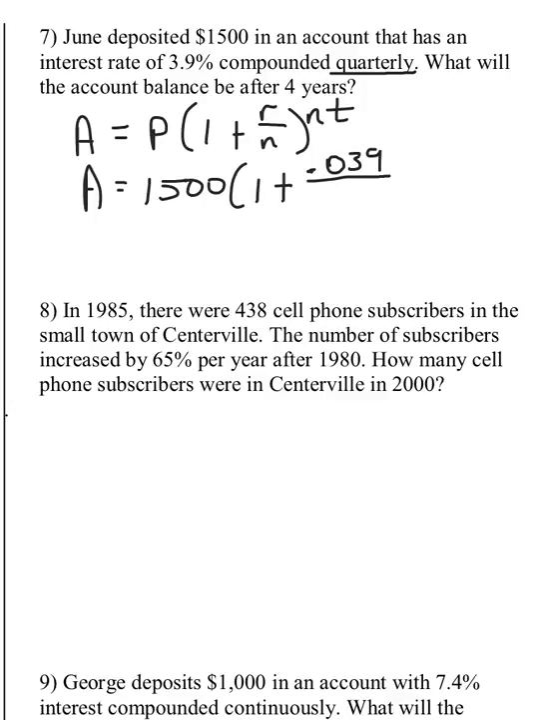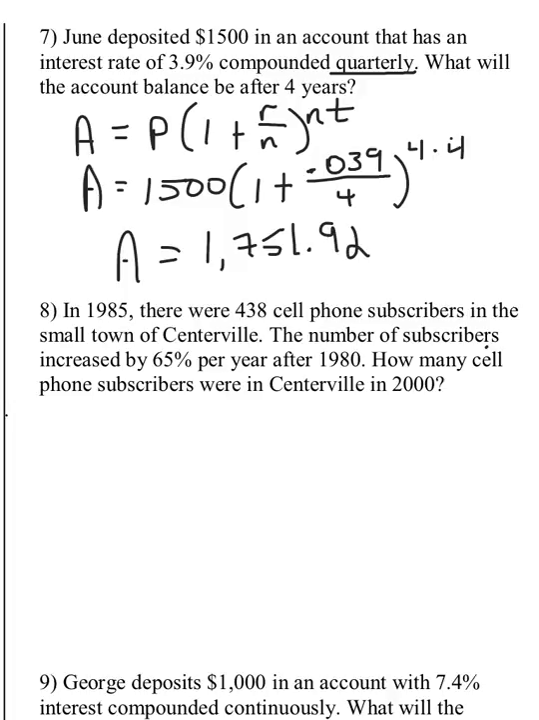N is going to be quarterly, so 4, to the 4 times 4 years. So quarterly 4 times 4 years. So you could write 16 there if you wanted to instead of 4 times 4. And then I just put this in my calculator and I get my answer. All right, so after putting it in my calculator, I get $1,751.92.